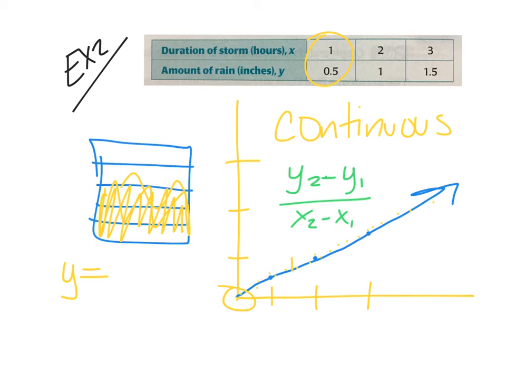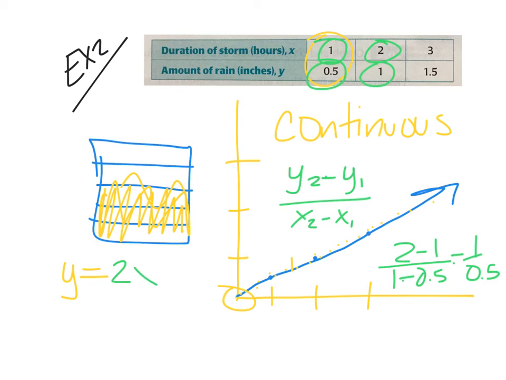Remember, slope is y2 minus y1 over x2 minus x1. So if I say 2 minus 1 over 1 minus a half, 2 minus 1 over 1 minus 0.5, that's 1 over 0.5. 1 over 0.5 is 2. So 0.5 goes into 1 2 times. So my slope is 2x. And they want you to find it when x equals 1.5. So I just plug it in. y equals 2 times 1.5.